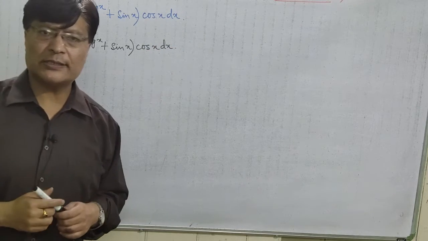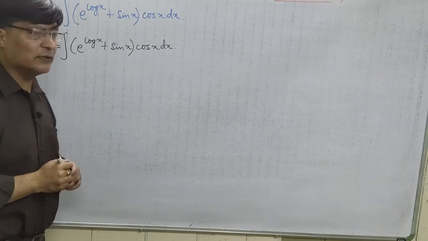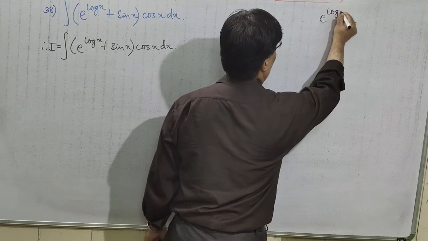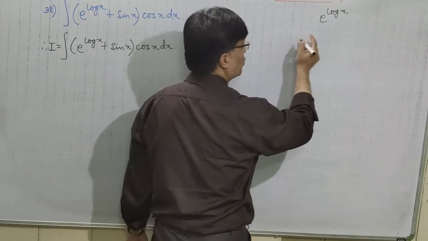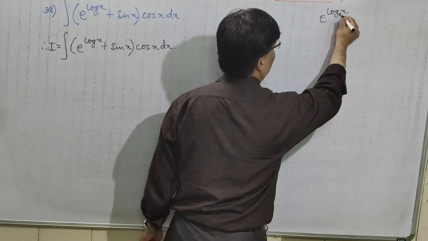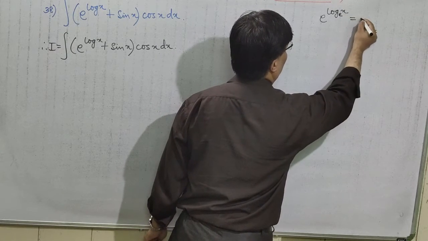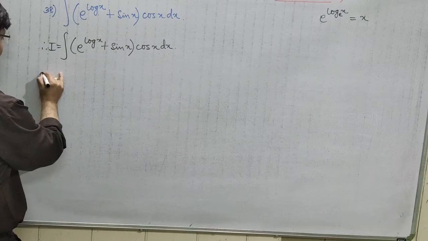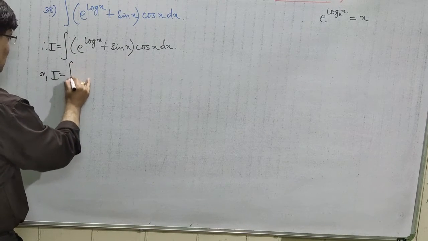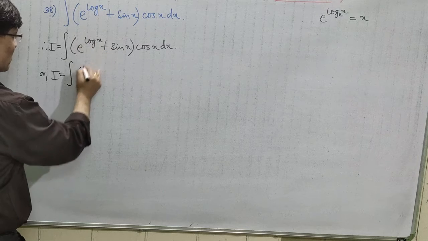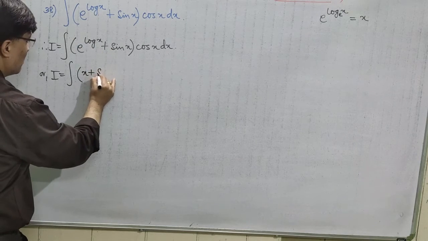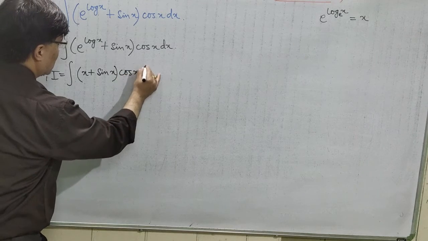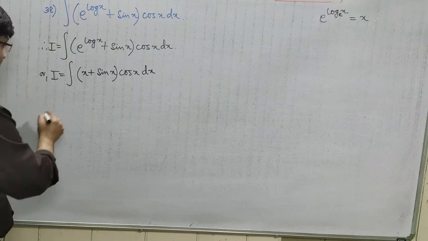Okay, so now in this case, first of all you have to simplify the given expression. I already told you about e to the power log x. If there is no base for log x, you can write the base as e, so e to the power log x base e is x. Now here you can write I is equal to the integration of (x plus sin x) cos x dx, right?